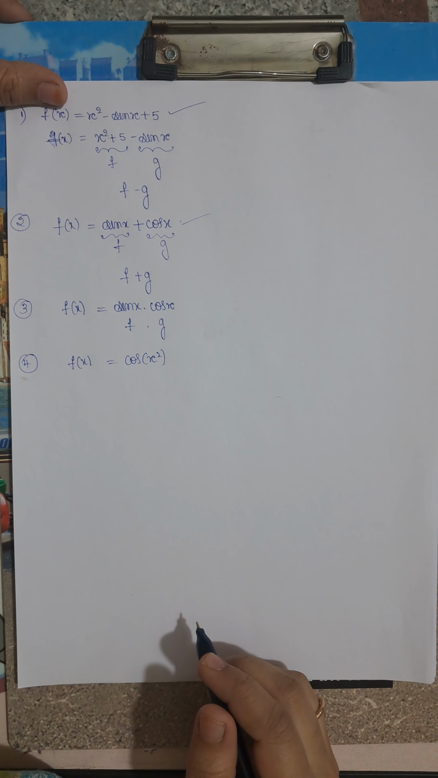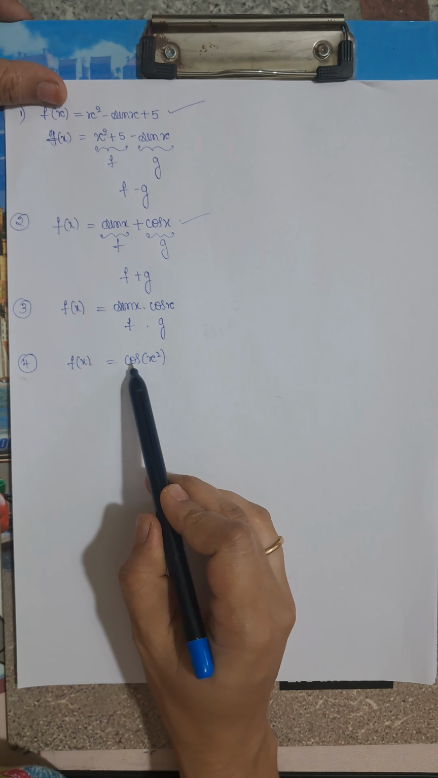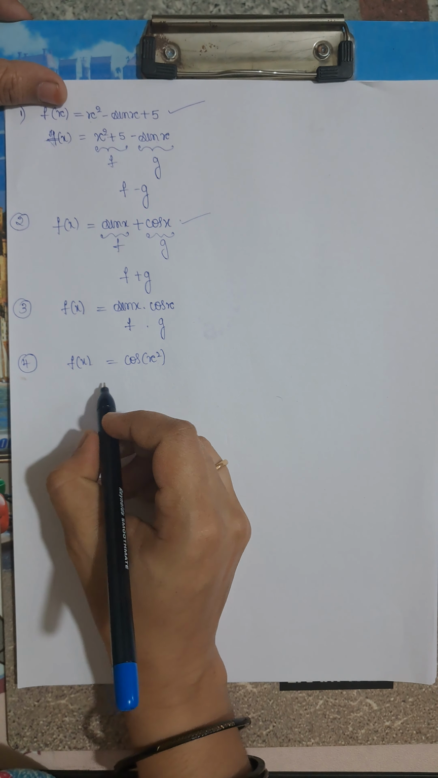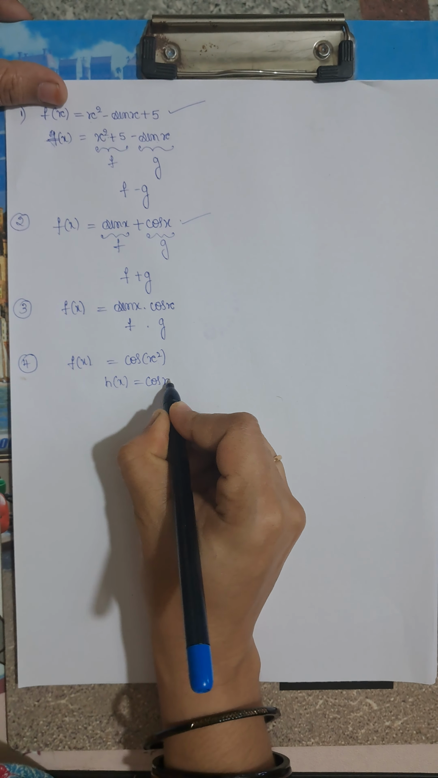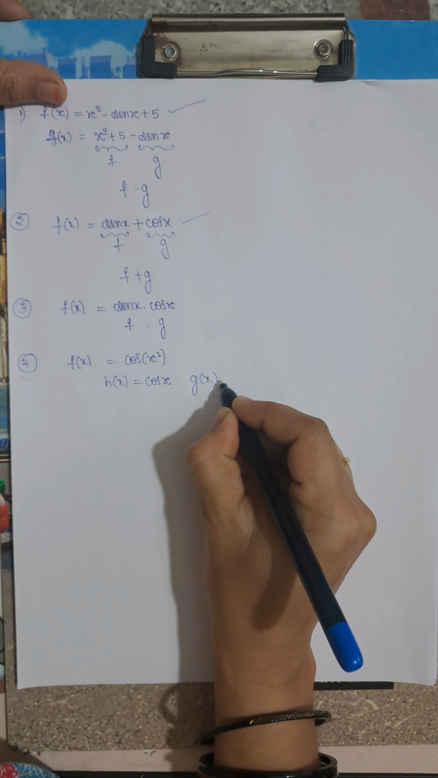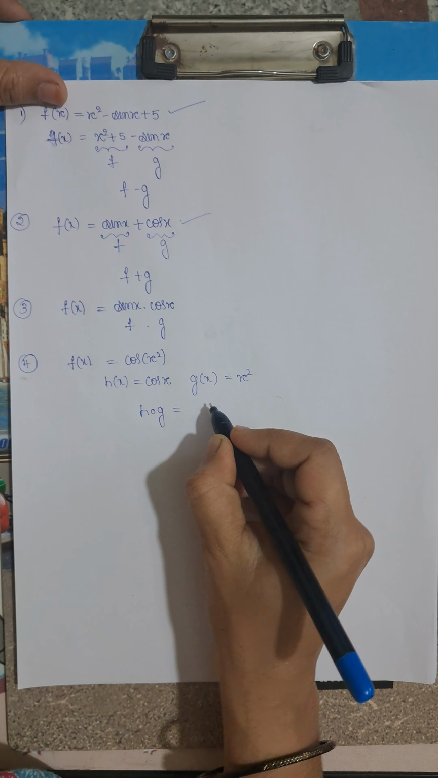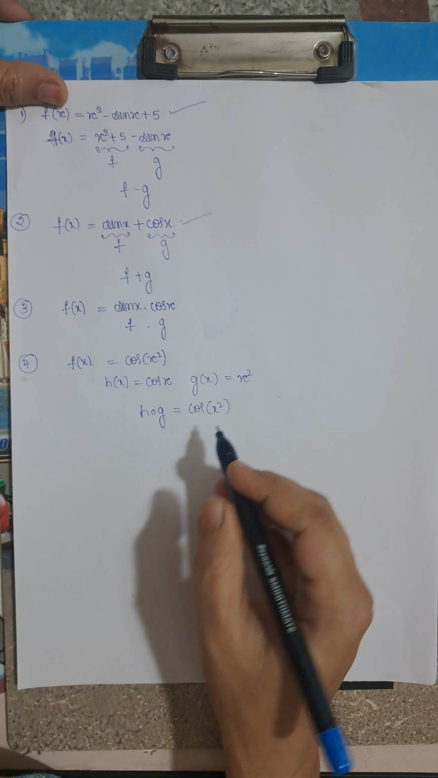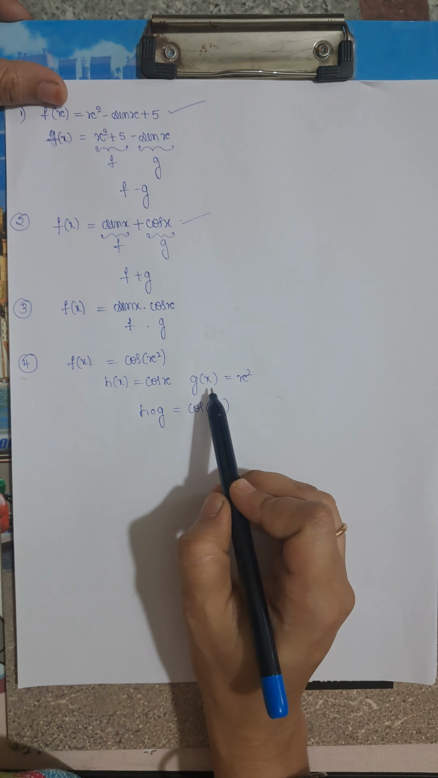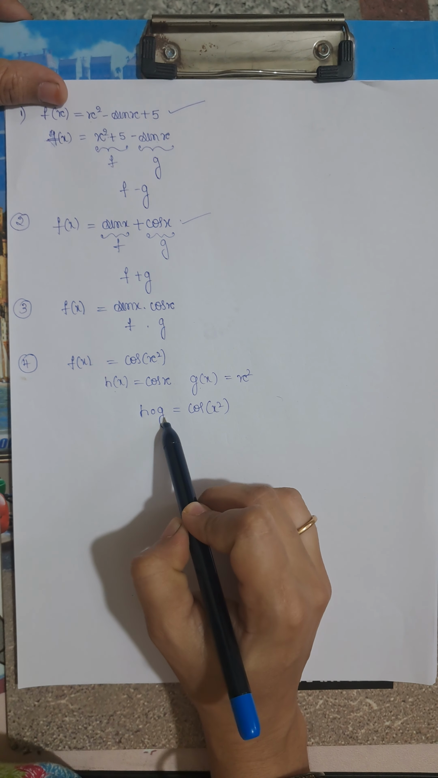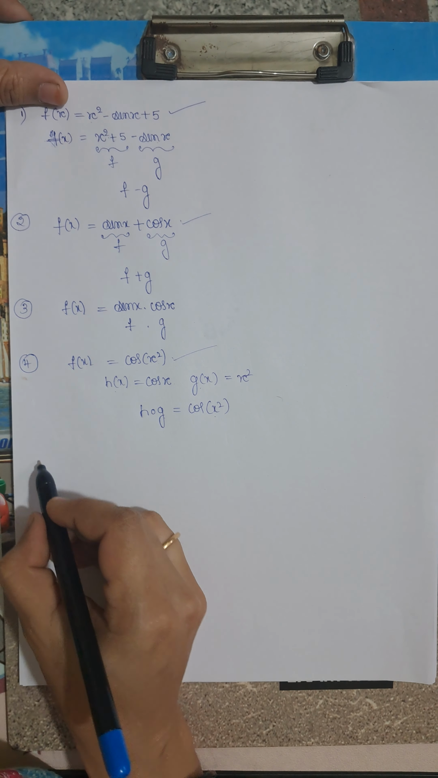f of x is equal to cos of x square. You can clearly see it is a composition of two functions, cos x and x square. If I consider h of x as cos x and g of x as x square, then h composition g is equal to cos of x square. From the composite function note, we can clearly see that if h is continuous and g is continuous, then h composition g will also be continuous. So from this, even cos of x square is also a continuous function.